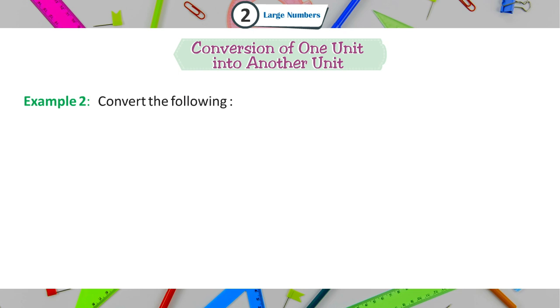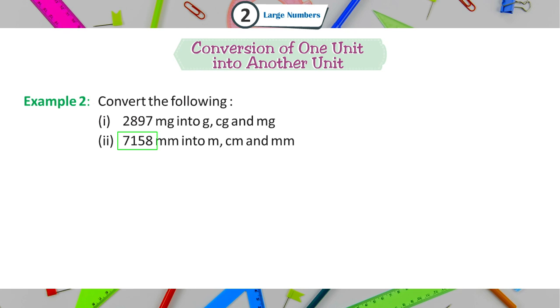Example 2. Convert the following. 1. 2897 milligrams into grams, centigrams and milligrams. 2. 7158 millimeters into meters, centimeters and millimeters.